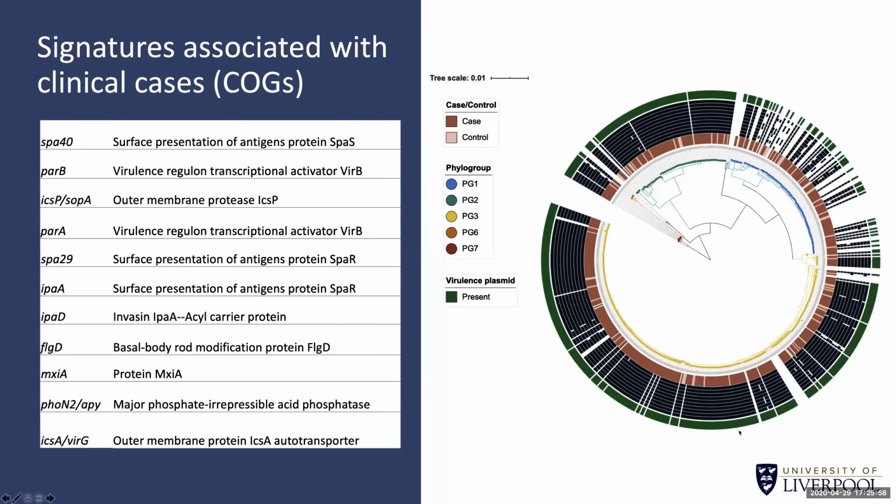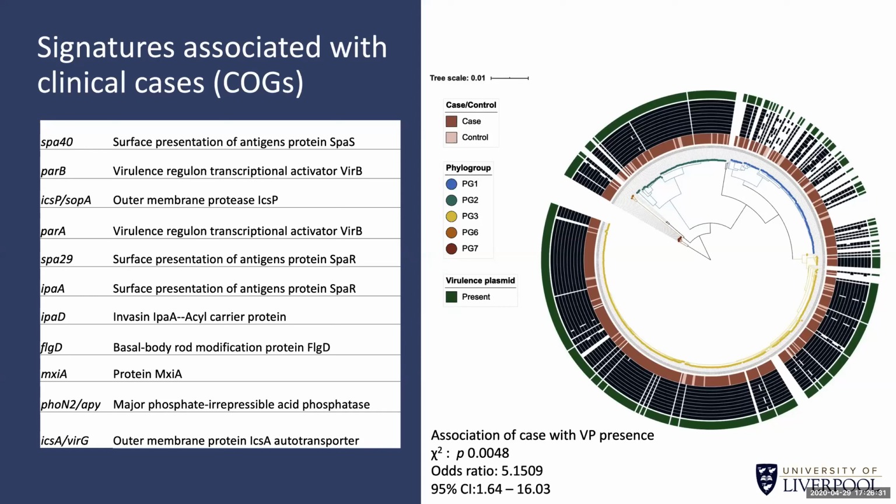So shown in green in the outer ring here is the presence of the virulence plasmid, which corresponds pretty well with the carriage of these genes identified. Then we ran a chi-square test to look for association of the presence of the virulence plasmid with case isolates, and it was significant.